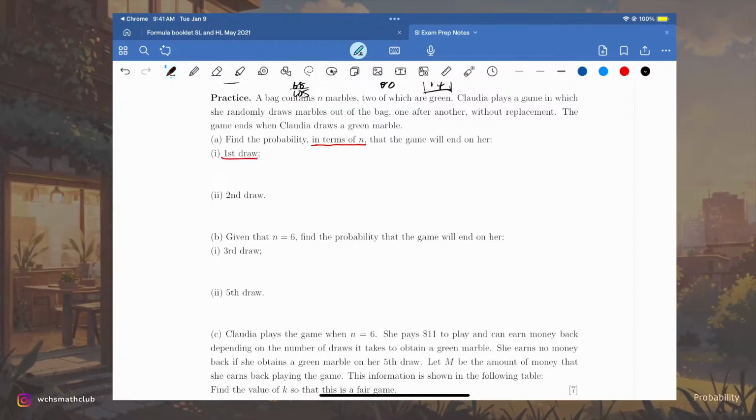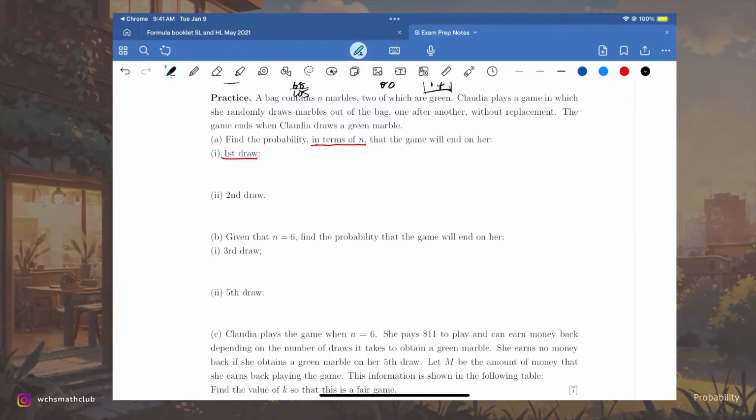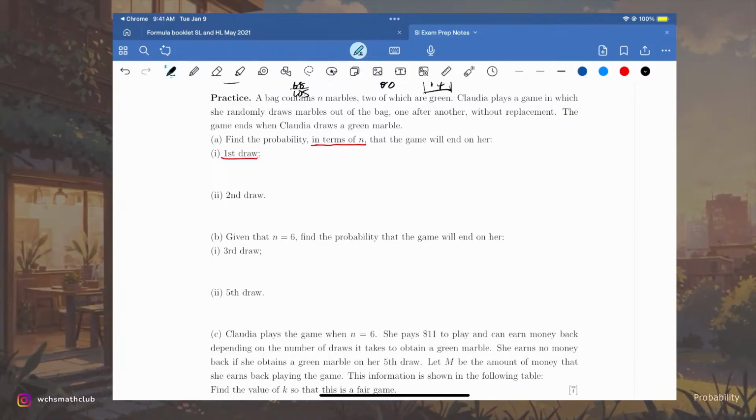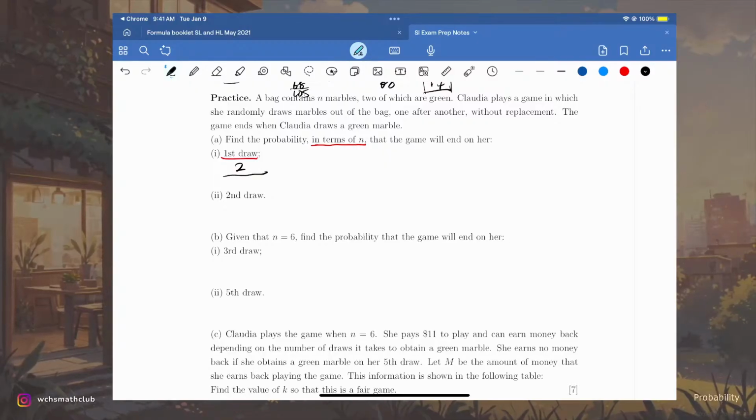So first draw, what does that mean? The game ends when she draws a green marble, and there's 2 green marbles, so there are 2 favorable outcomes. And then how many total marbles are there? Well, that's just n. So 2 over n is our probability.